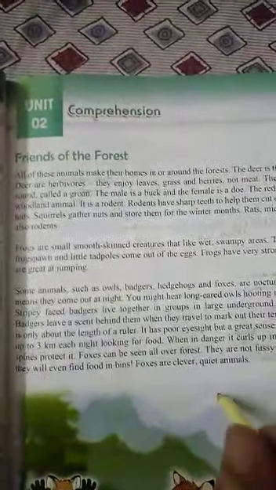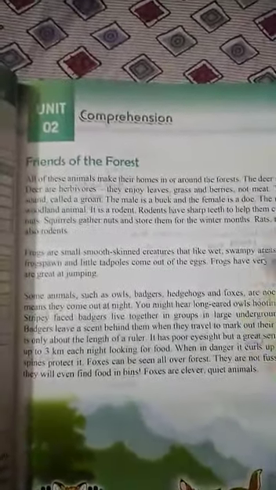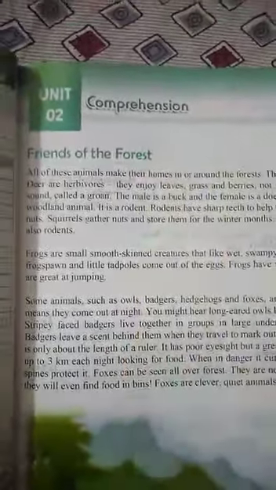As you know, we have completed our unit number 1, and today we are going to start our unit number 2. This is a very interesting unit because it's all about animals, and we are going to read about different characteristics or different qualities of animals. The name of the lesson is Friends of the Forest. Friends means companions, or in Urdu we say dost of the forest. Forest, all of you know the meaning of forest, jungle. So, friends of the forest.